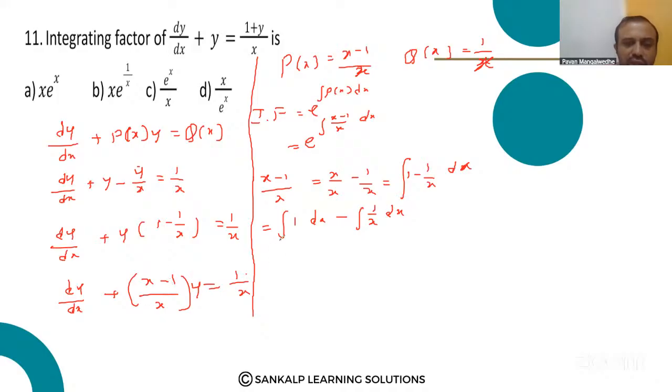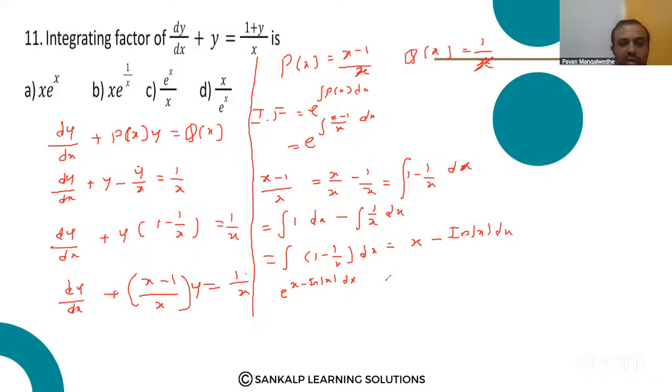This can be resolved by integration of 1 minus 1 by x dx. Integration of 1 is x, minus the integration of 1 by x, which is log mod x. So it is e raised to x minus log mod x. So this is the answer.